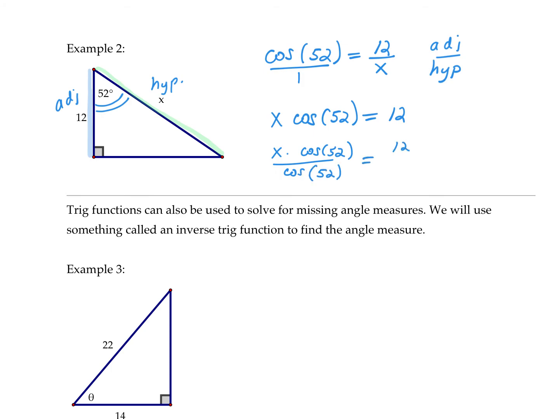So you have 12 divided by cosine of 52. Over here, they divide out. Now, if you've done it correctly, it should come out to be 19.5.